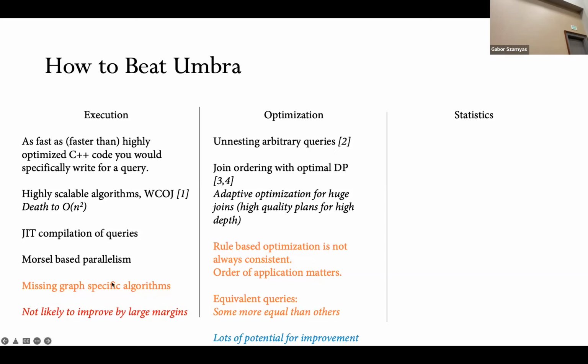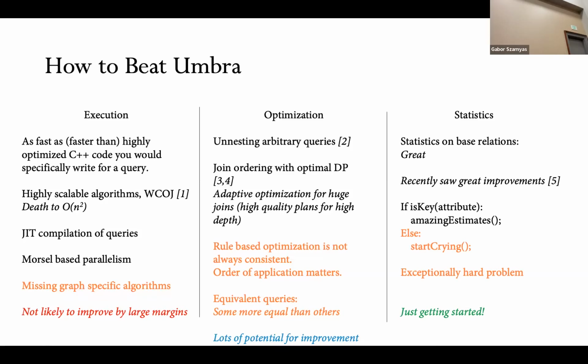However, our rule-based optimizations, unlike our holistic join ordering, are not always consistent. The order of application of these rules matters. And even if you write 2 queries that are semantically equivalent, their execution times might be different, which says that there is a potential for improvement here.